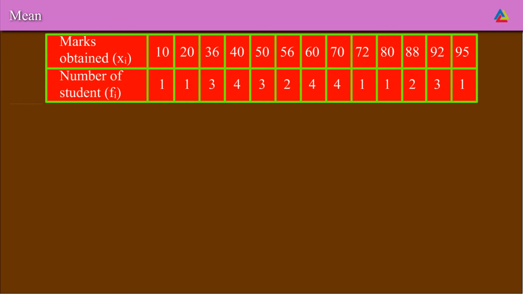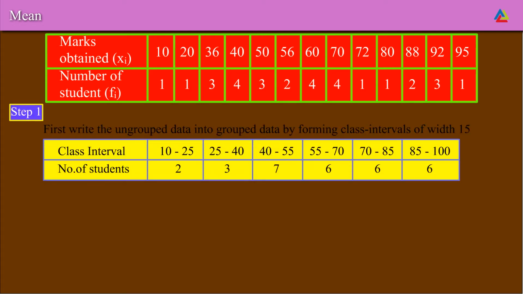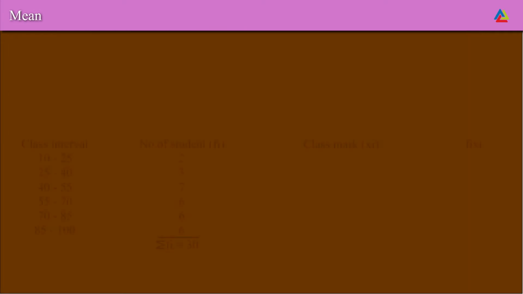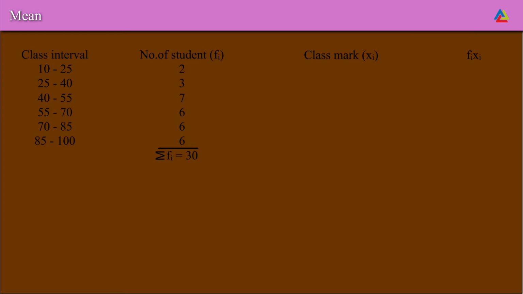To find the mean, we have to follow certain steps. Step 1 is to write the ungrouped data into grouped data by forming class intervals of width 15. Step 2 is to find the class mark. Class mark is calculated as upper class limit plus lower class limit divided by 2. Class mark for first class interval is calculated as 17.5. Similarly, other class marks can also be calculated.